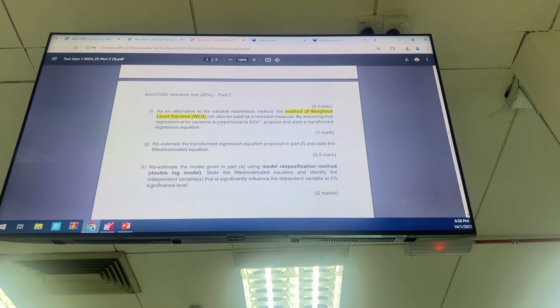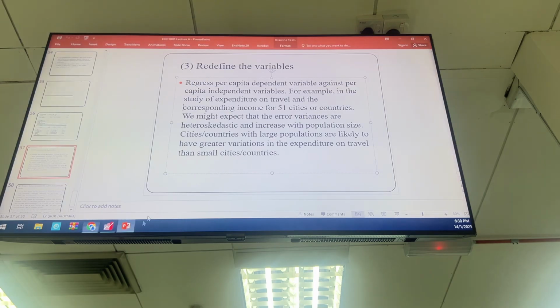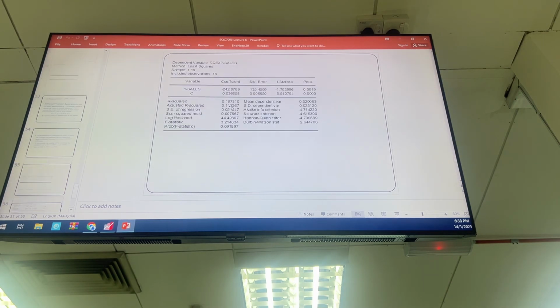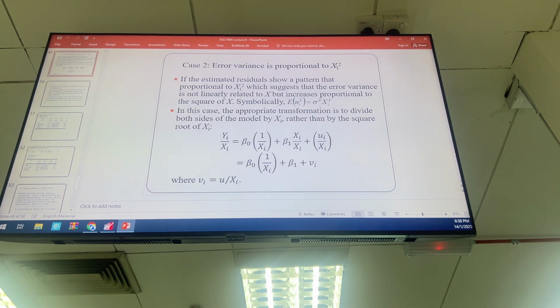As an alternative to the variable definition method, the method of weighted least squares can also be used as a remedy, by assuming that the regression error variance is proportional to the square of REG, the number of registered vehicles. Propose a solution and transform the regression equation. So again, you recall what we discussed earlier. If proportional to x squared, then we divide by that particular x.